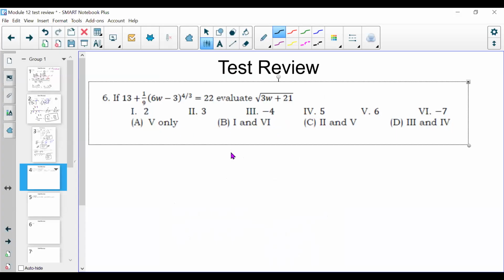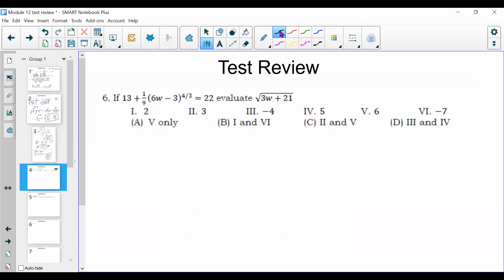Now we're on number 6 on the test review. So I have 13 plus 1 over 96W minus 3 to the 4 thirds equals 22. And what I want to do here is solve this out for W and then plug those W's into here. All right. So I have 13 plus 1 over 9, 6W minus 3 to the 4 thirds equals 22.